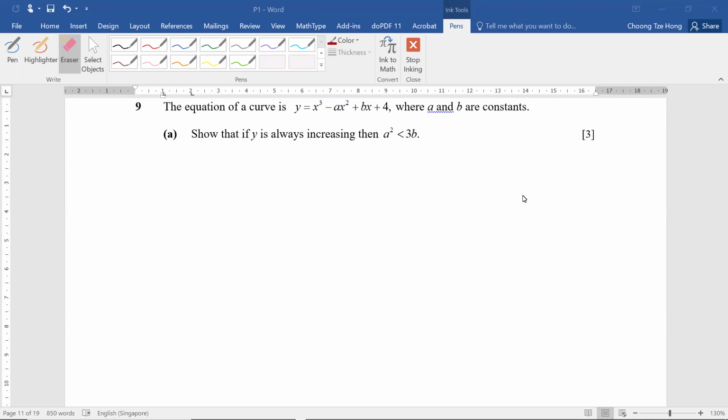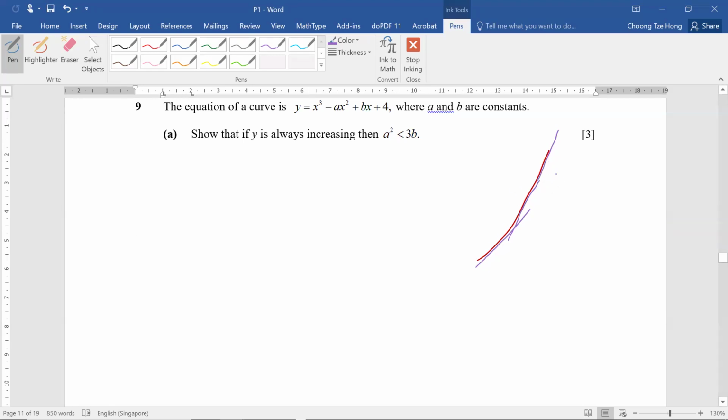Right, so this is a question regarding an increasing function. If y is always increasing, then the curve will look something like this. Let me change the color of my marker. If we were to find the gradient of the tangent at any point on this curve, you will notice that the gradient of the tangent will always be positive, because the graph is always going upwards, it's always increasing.